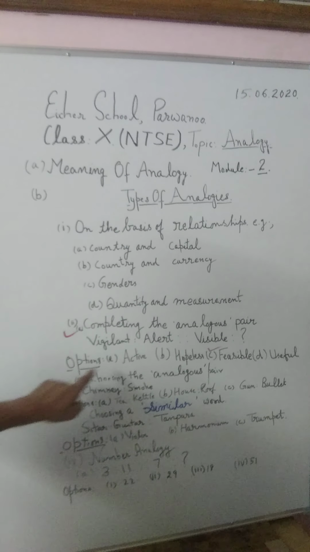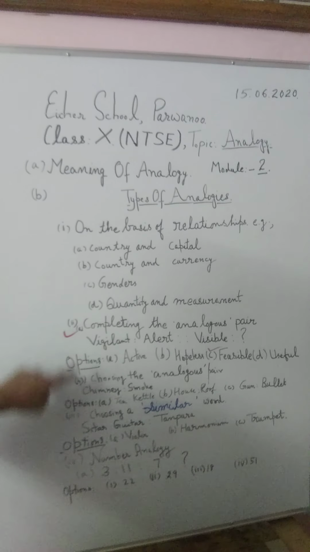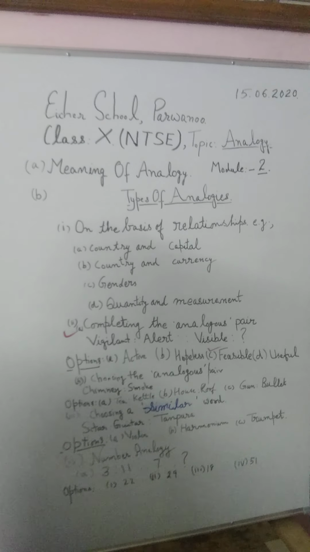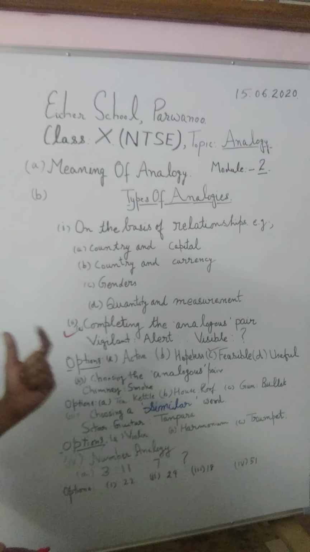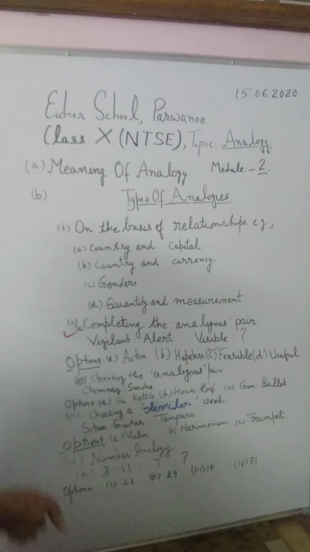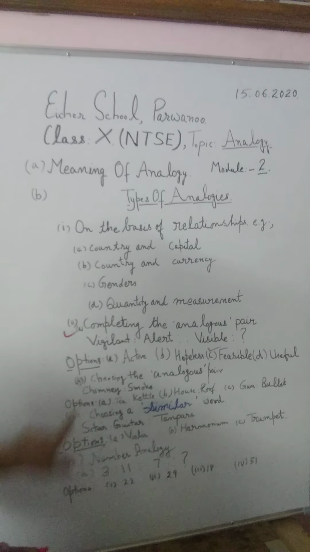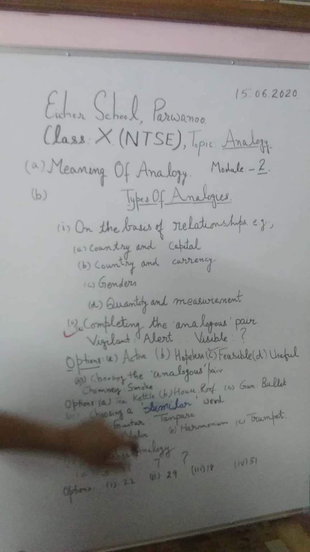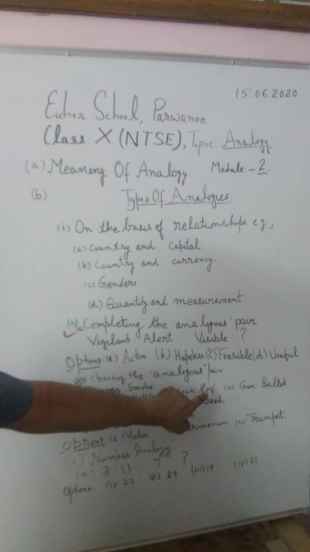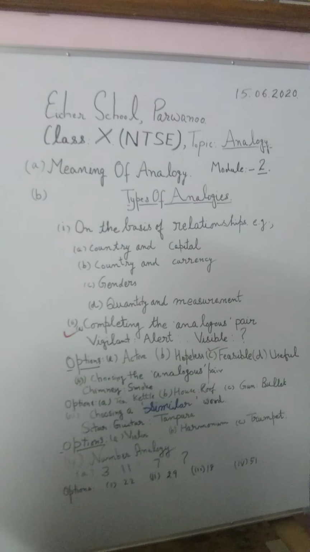Next we come to B part of it. Choosing the analogous pair means we have a pair which have a meaning: chimney and smoke. Chimney is an object and smoke comes out of the chimney. So the relationship is between a bigger concept and what it produces, what comes out of it. Chimney produces smoke and options are A tea and kettle, B house and roof, and C is gun and bullet.